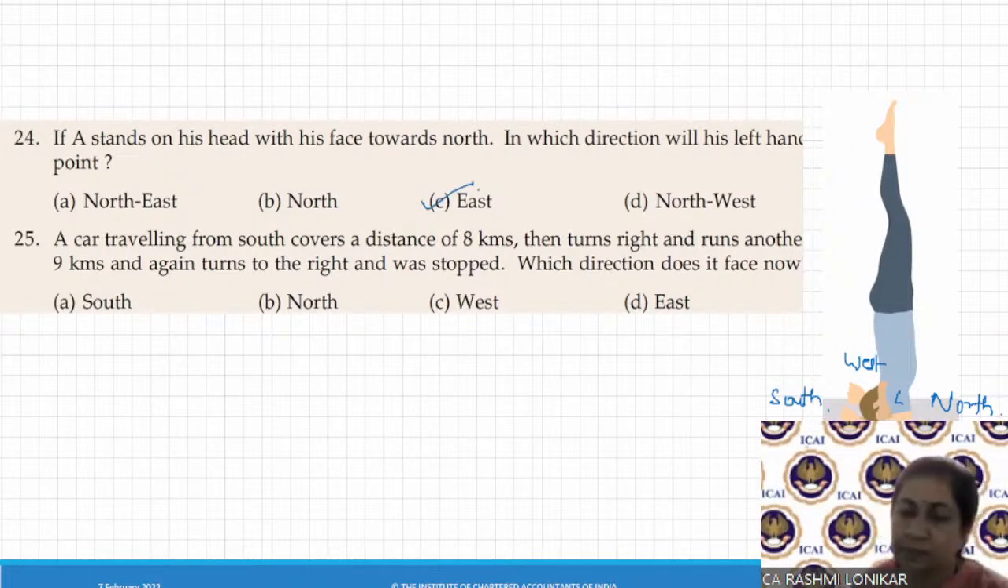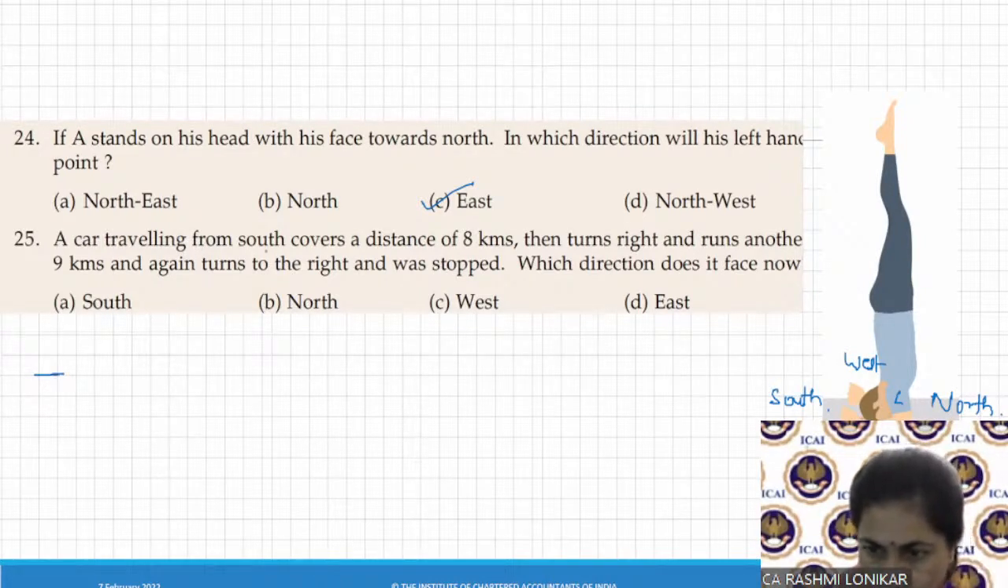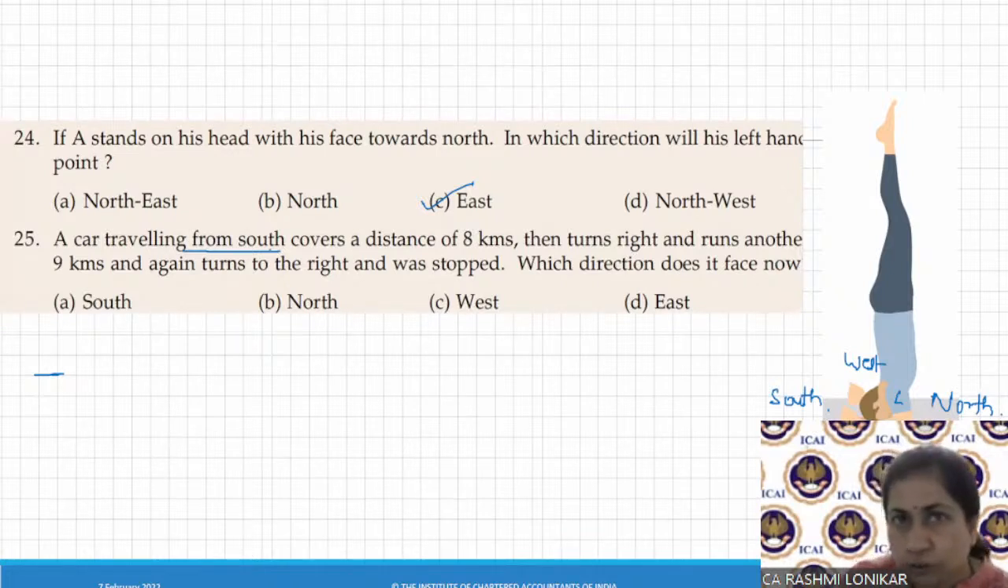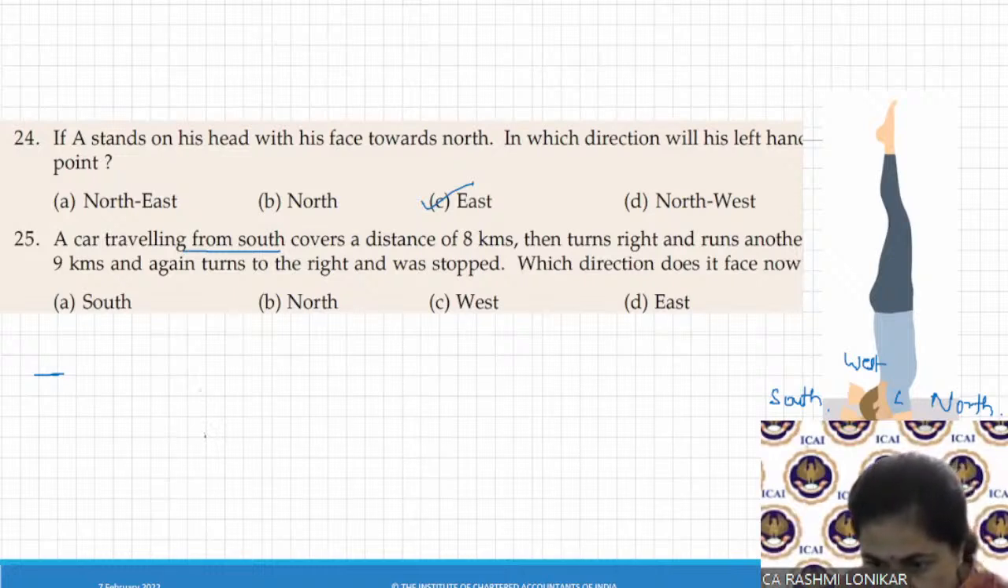A car traveling from south, 25th sum, car traveling from south covers a distance of 8 kilometers. Now important word here is from south. It is not saying towards south. It is saying from south. So from south, it is moving to the north. So from south, it moves 8 kilometers.